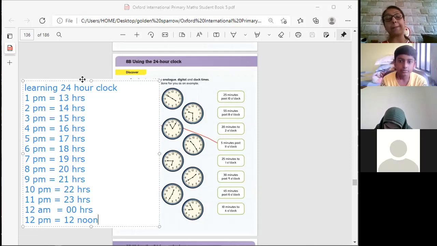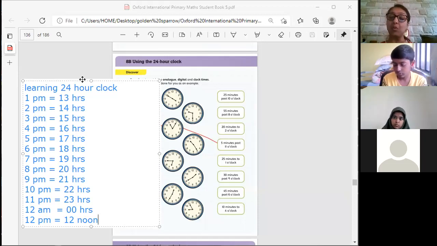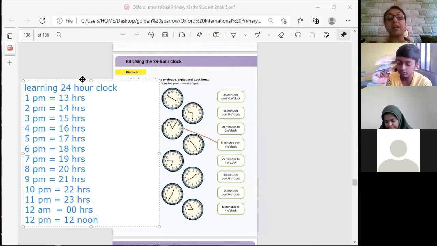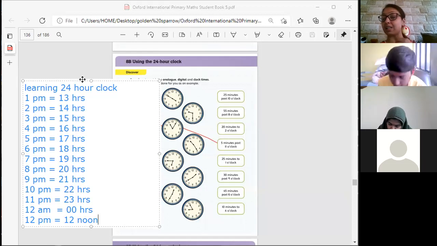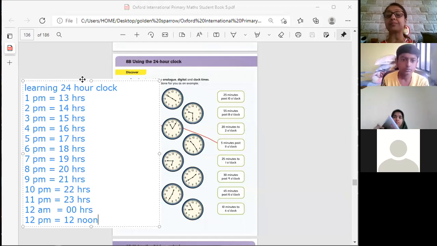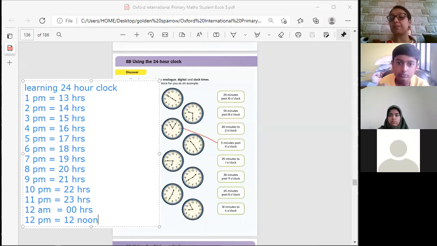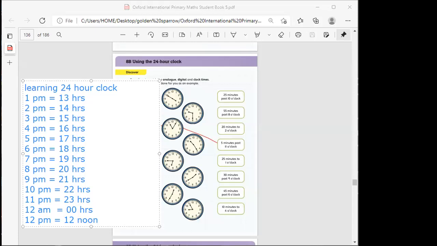Ma'am, I couldn't understand this part. Can you explain? We know that we have 24 hours in a day, but a clock has only 12 numbers. The hands move two times in the clock. So the second time when it moves, we can count it as the 24-hour clock also. When it is 1 in the afternoon, we can say it is 13 hours. When it is 2 in the afternoon, we can say it is 14 hours. Do you get me? Yes, ma'am. So this way we have written all the time. Everybody has written it?